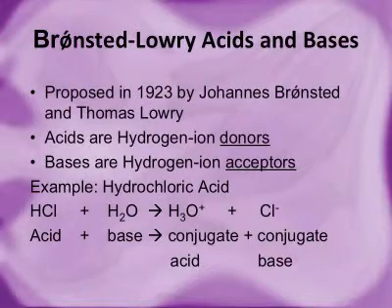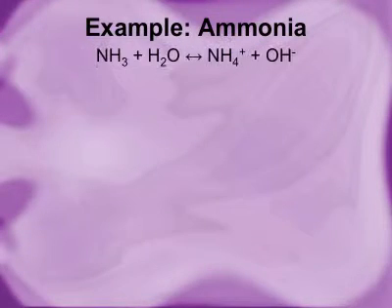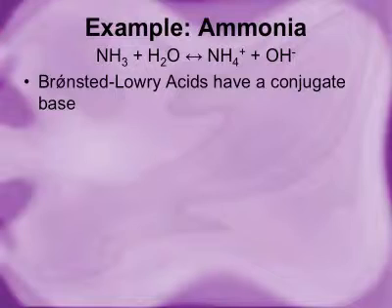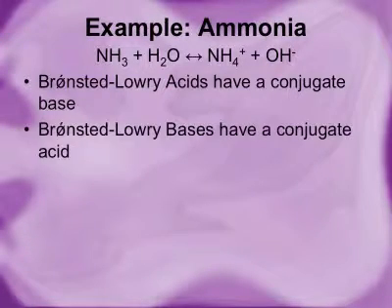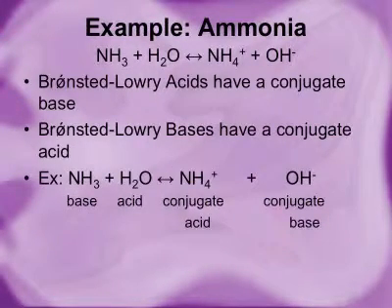So if we look at ammonia, NH3 plus H2O, we're going to get NH4 plus and hydroxide. Technically, if we write it like this, it almost fits in both theories, doesn't it? Bronsted-Lowry acids have conjugate bases, conjugate acids. If we break this down, we know NH3 is going to act as a base. In this scenario, H2O is acting as the acid, whereas in the last one, it was acting as the base, right? We're going to talk about why water does that in just a second.